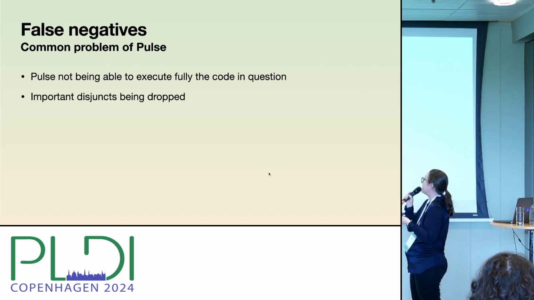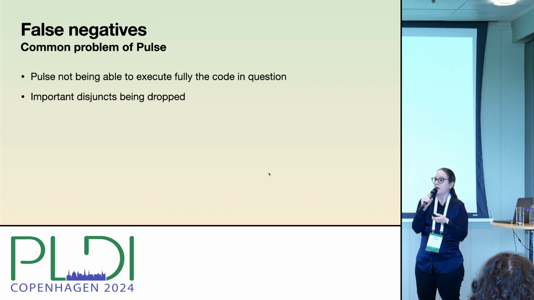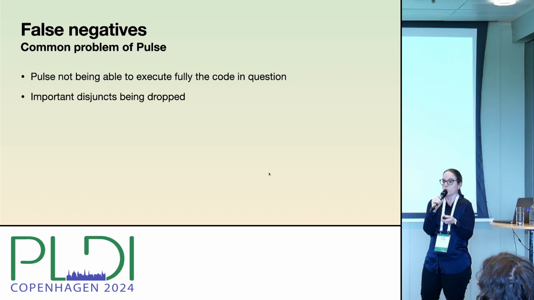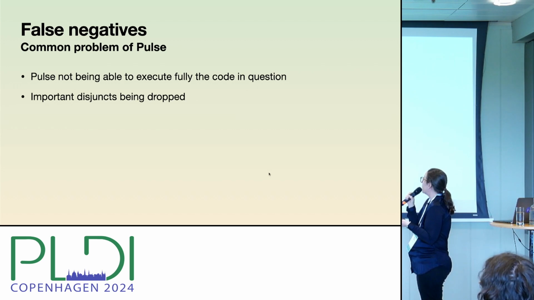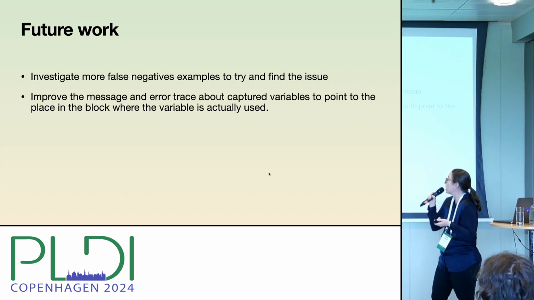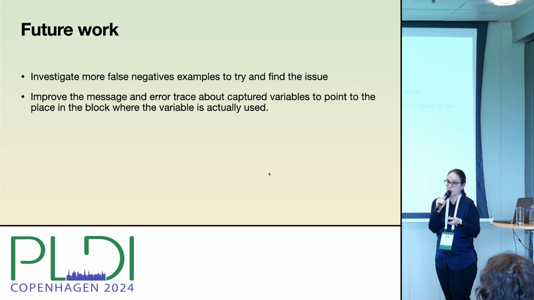Yeah, the other false negatives are just because of polls. So it will get rid of many disjuncts. It will miss many code paths. So there are many issues that we won't find because of that. And there are just improvements we want to make to polls to try to cover more code. So that's basically the future work on this checker.